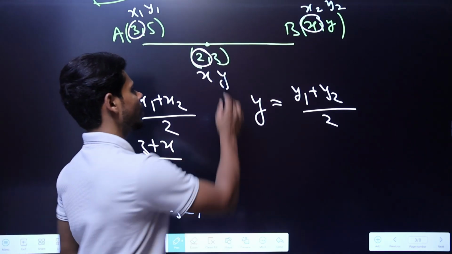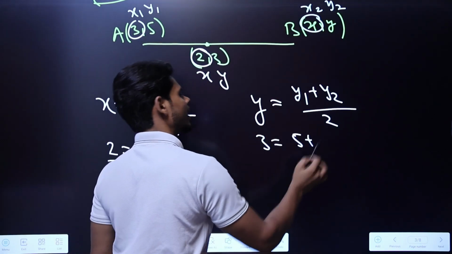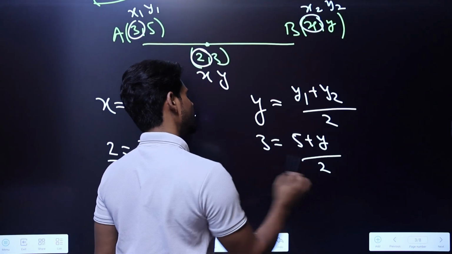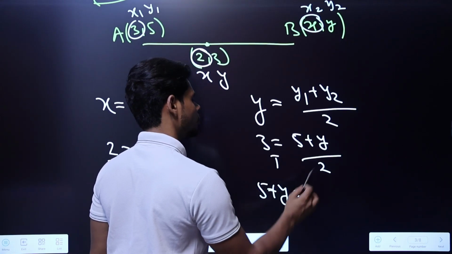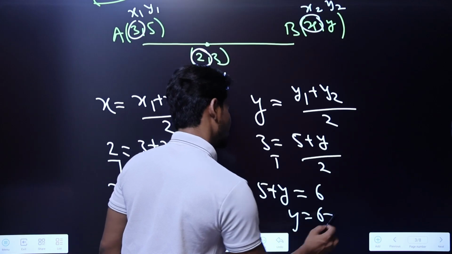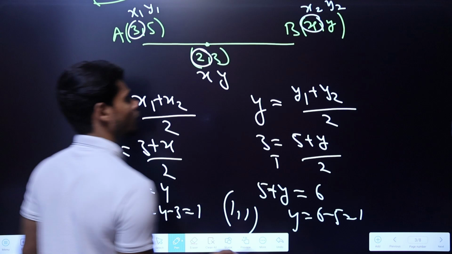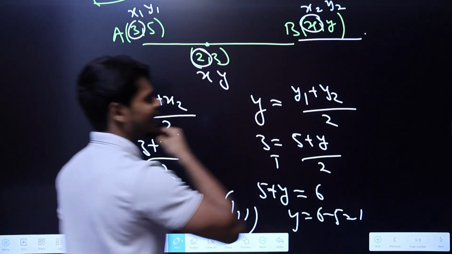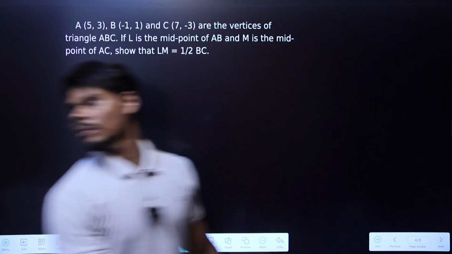Similarly, for y: 3 is equal to y1, which is 5, plus y2, which is y, divided by 2. Again cross multiply, so 5 plus y is equal to 3 into 2, which is 6. So y is 6 minus 5, that is 1. So 1 comma 1 will be the coordinate of this point B, and the values of x and y are 1 and 1. Okay.